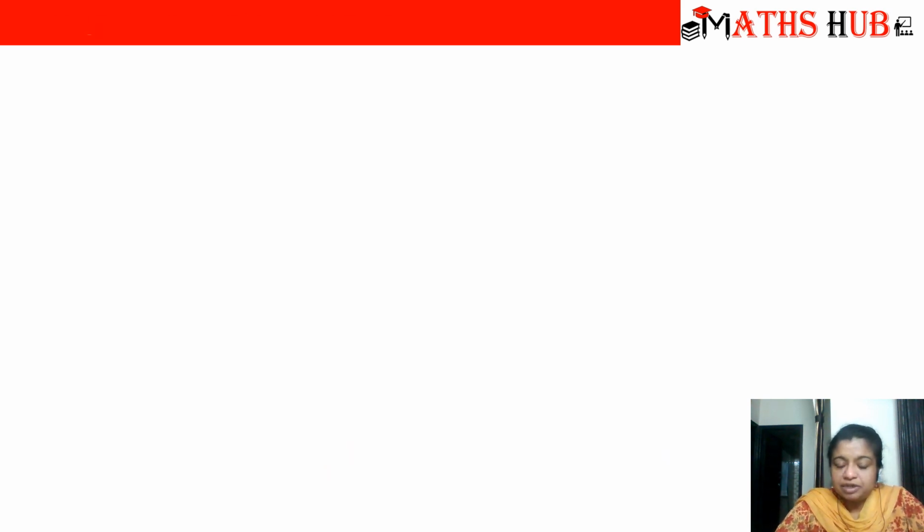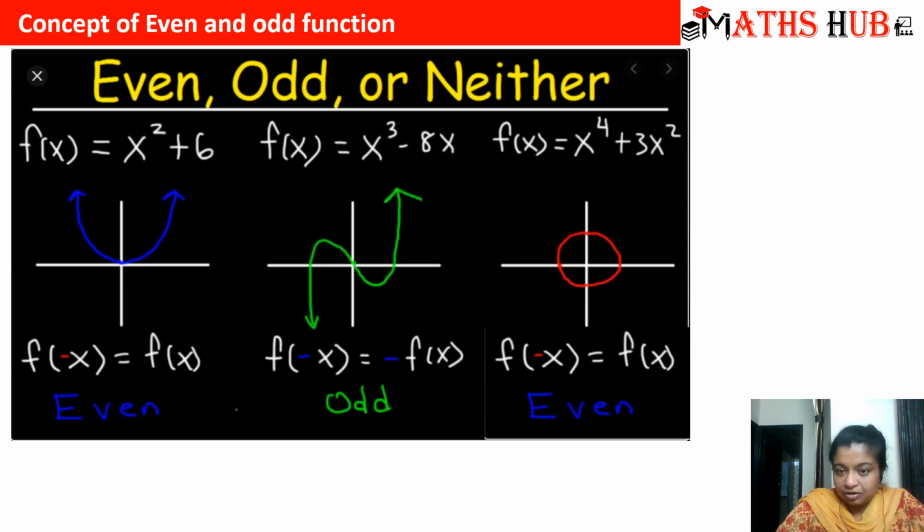Now, what are the integral properties of even and odd functions? Let us take an example. You can see that we have drawn the function f of x equal to x squared plus 6. If I replace x with minus x, what will I get? I'll get minus x whole square plus 6, that is x squared plus 6. So that will become an even function because we are getting back the same function, right?